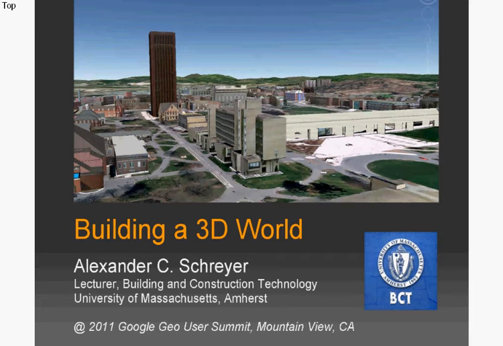Hi, this is a presentation that I gave just recently at the 2011 Google Geo User Summit in Mountain View, California, which was the first of those summits in the US. The presentation is about a project that we've been doing at the University of Massachusetts in Amherst, which is basically about building the entire campus, at least the buildings, in 3D, and then putting them into Google Earth. The entire project was done using SketchUp for the building modeling, and then 3D Warehouse, which is the intermediary to put it into Google Earth.